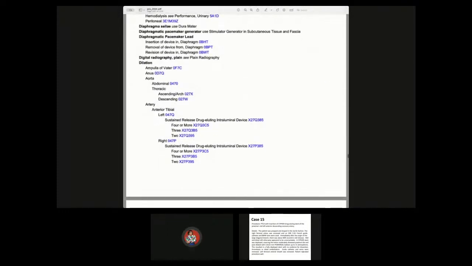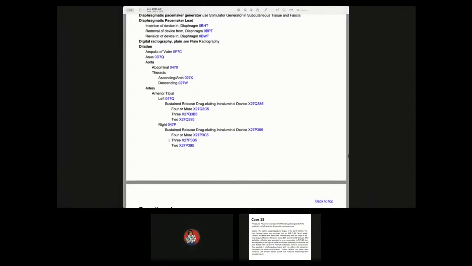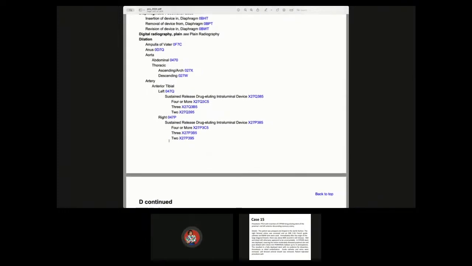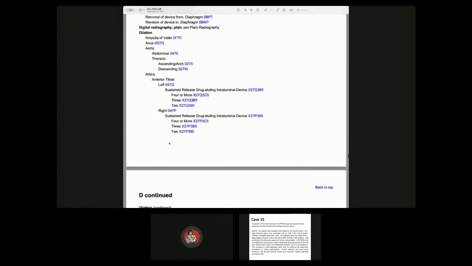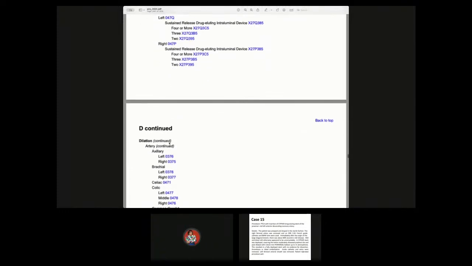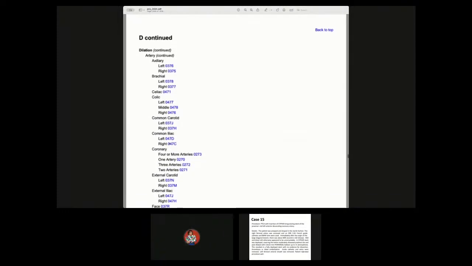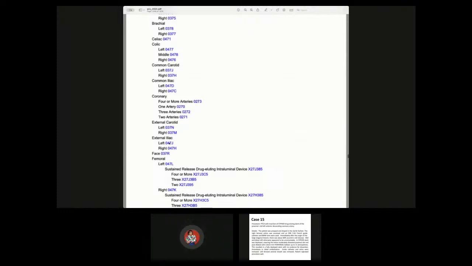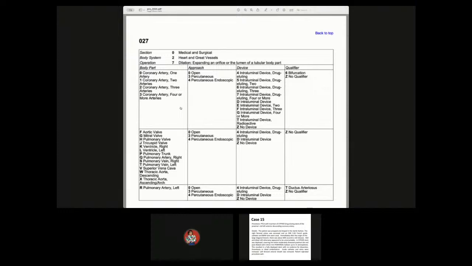And dilation of what? It was an artery, and it was one site of the artery. So let's see. Oh, what artery was it? Coronary artery, right? Coronary artery, because they talked about the LAD and all that stuff. So it was the coronary artery. It was one coronary artery. Takes us to table 027.